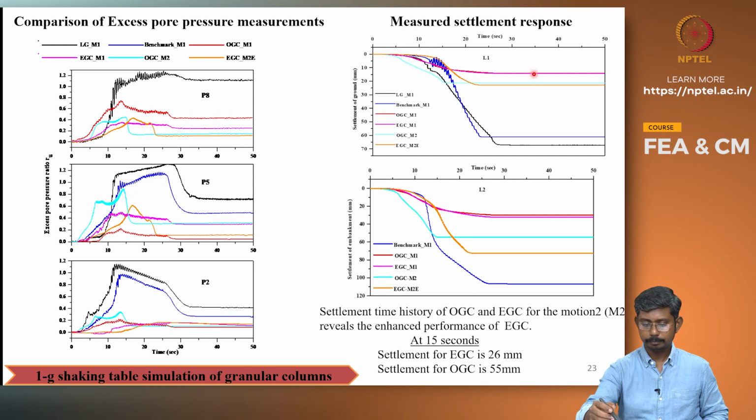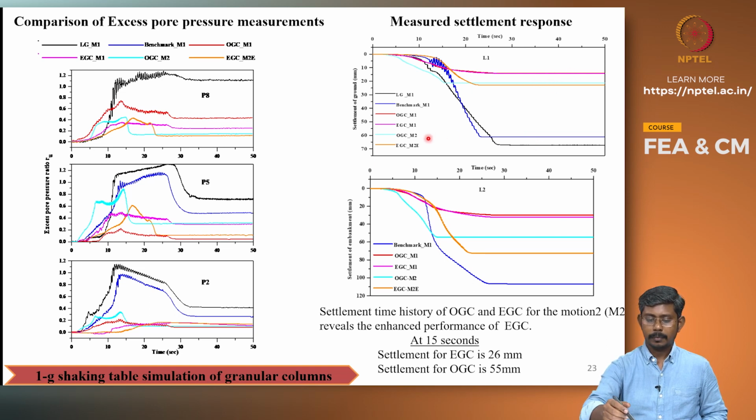Coming to the settlement response, L1 is at the far field and L2 is the measure of settlement of the embankment. Here it can be seen that the level ground has the maximum settlement, followed by the benchmark model, that is also an untreated case. The reason is that the presence of the embankment leads to lateral displacement of the foundation soil. Because of which, even here in the far field, the settlement is lesser in the benchmark model when compared to the level ground case.